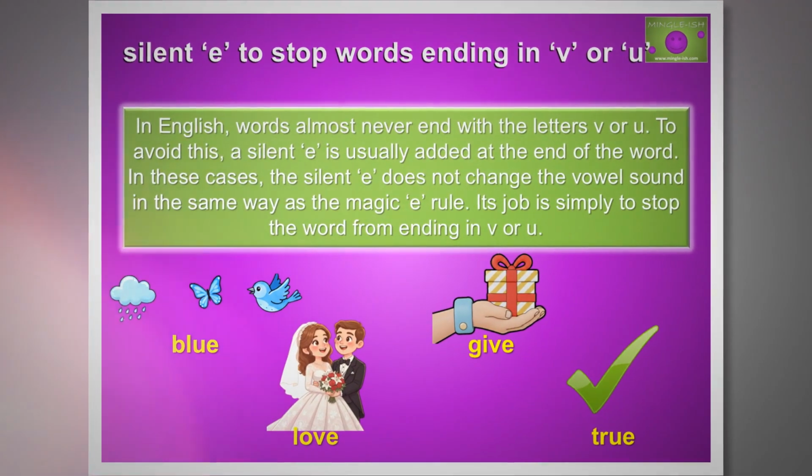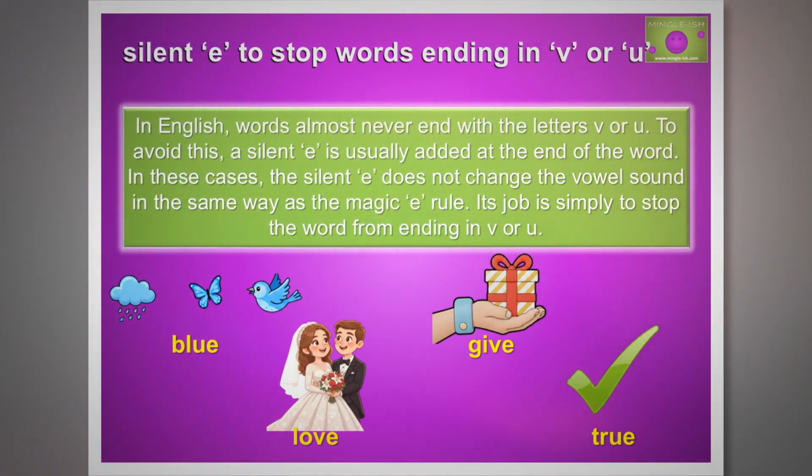In English, words almost never end with the letters V or U. To avoid this, a silent E is usually added at the end of the word. In these cases, the silent E does not change the vowel sound in the same way as the magic E rule. Its job is simply to stop the word from ending in V or U. Examples include blue, give, love, and true.